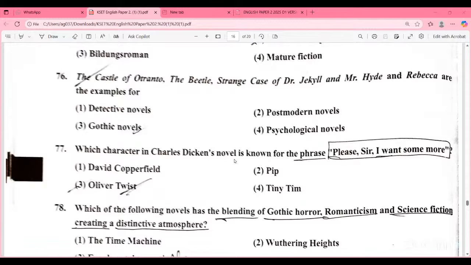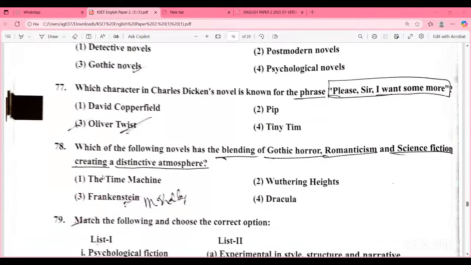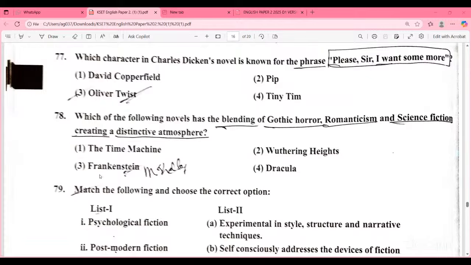Which character in Charles Dickens's novel is known for the phrase, "Please, sir, I want some more"? It is obviously Oliver Twist. Oliver is famous for saying these words. Which of the following novels has the blending of Gothic horror, romanticism, and science fiction, creating a distinctive atmosphere? Obviously, it is Frankenstein by Mary Shelley. Frankenstein blends Gothic horror, romanticism, and science fiction elements.